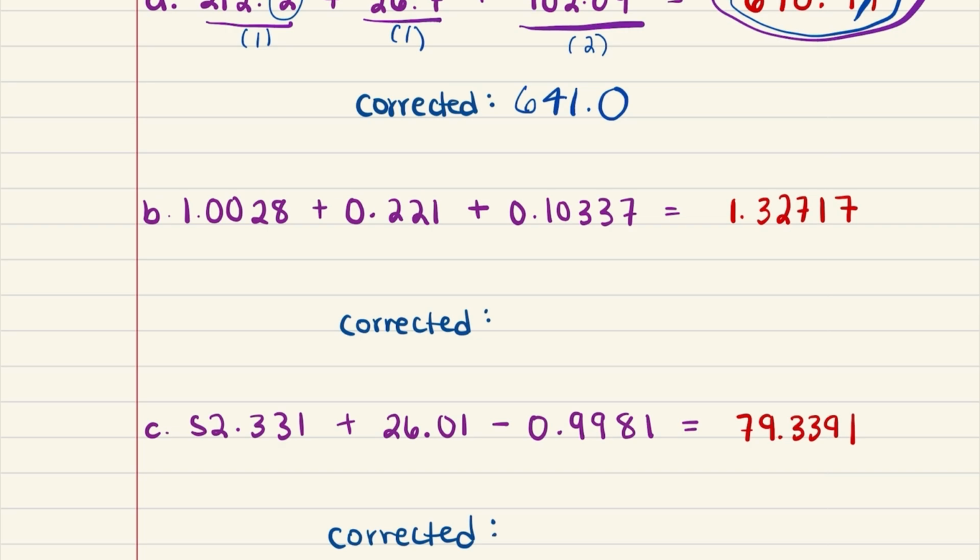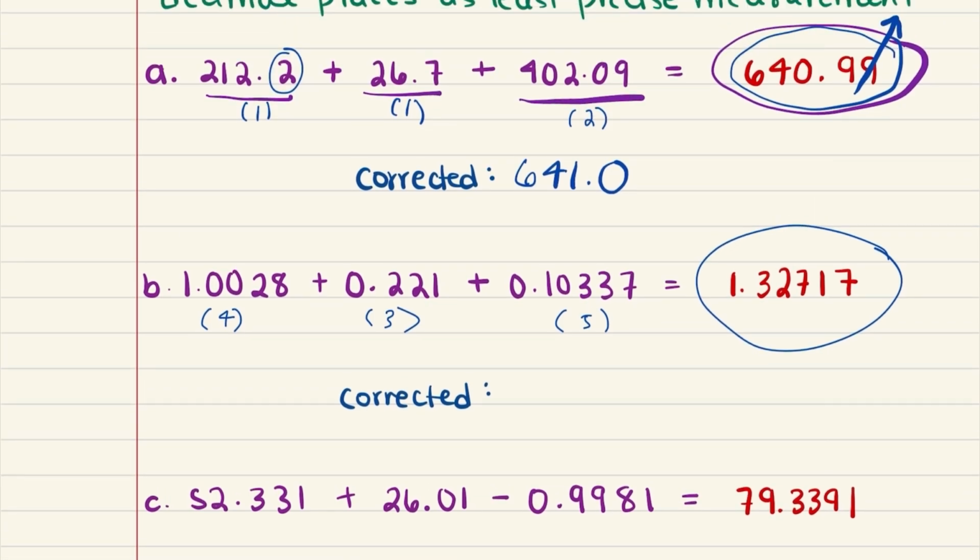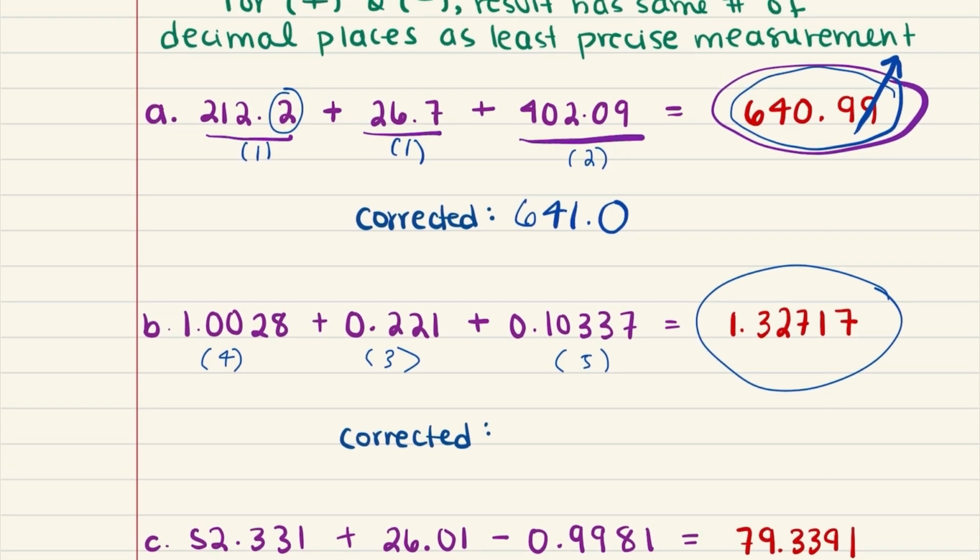B, we have 1.0028 plus 0.221 plus 0.10337. Plug this into the calculator to get the raw value of 1.32717. Again, let's figure out how many decimal places each of these numbers has. This first number has 4, this one has 3, and this one has 5. Remember our rules that the result has the same number of decimal places as the least precise measurement, which is this one. It has 3 decimal places. So that means our answer should only have 3 decimal places. The digit to be removed is this one. It's less than 5, so nothing happens to the preceding digit. And our corrected answer is 1.327.